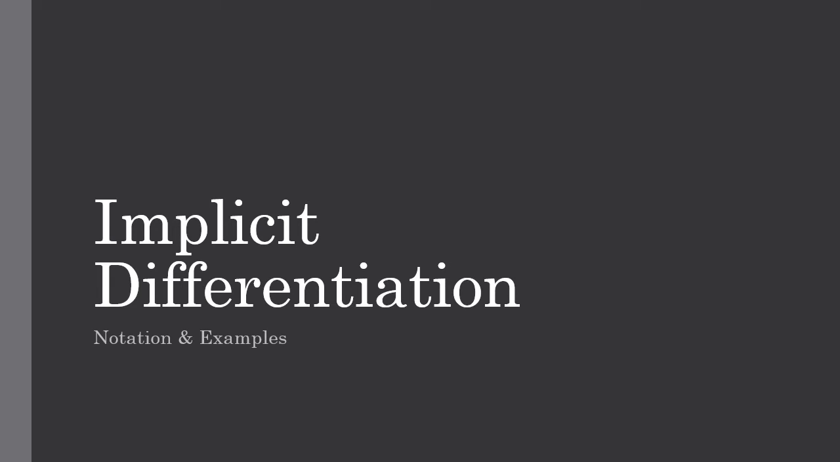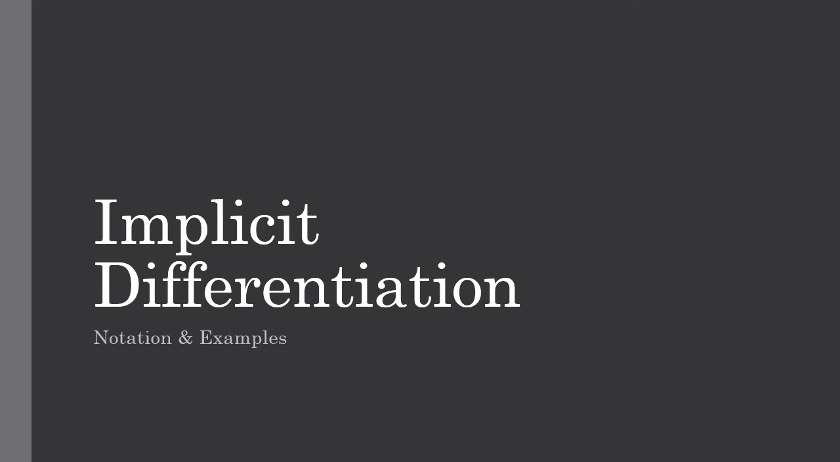Hello everyone, this is a video for Calculus 1. The topic for this video is going to be an introduction to implicit differentiation. We're going to go over some notation and a couple of examples, the last one with finding the slope of tangent lines to a point.